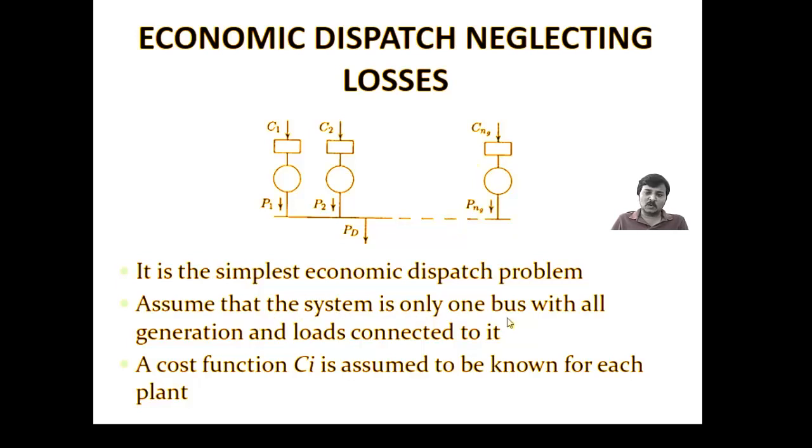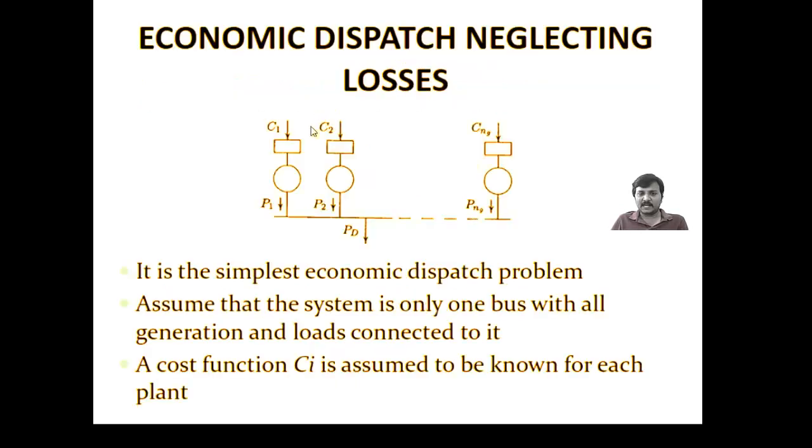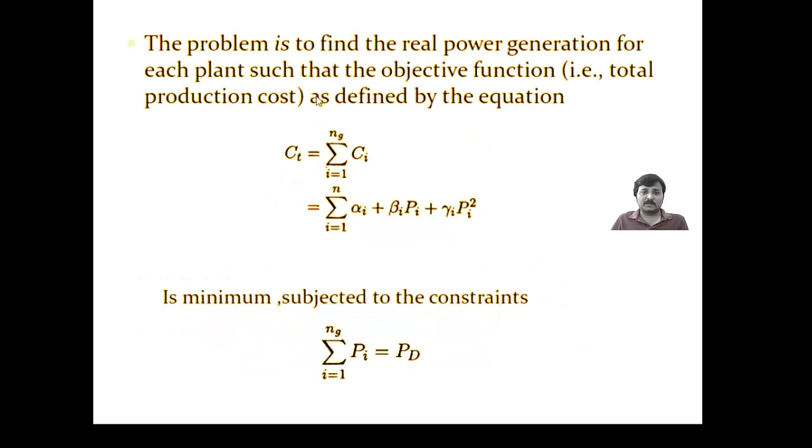Assume that the system is only one bus, to which a number of generators and loads are connected. A cost function Ci is assumed to be known for each plant. Then the economic dispatch problem is to find the real power generation for each plant. I have a number of plants, and I have to find out how much real power I have to generate for the minimum cost to produce the power.